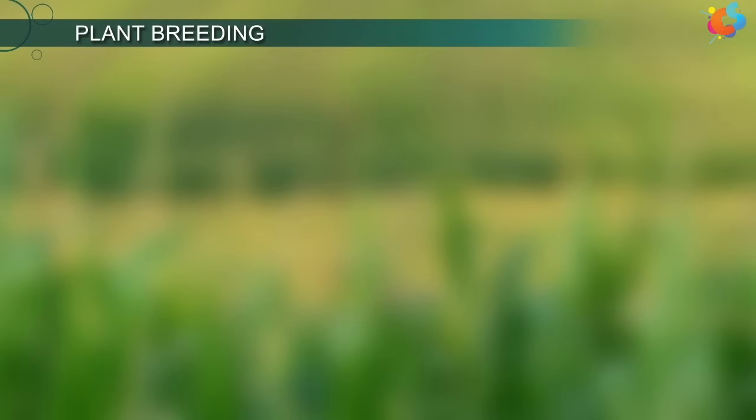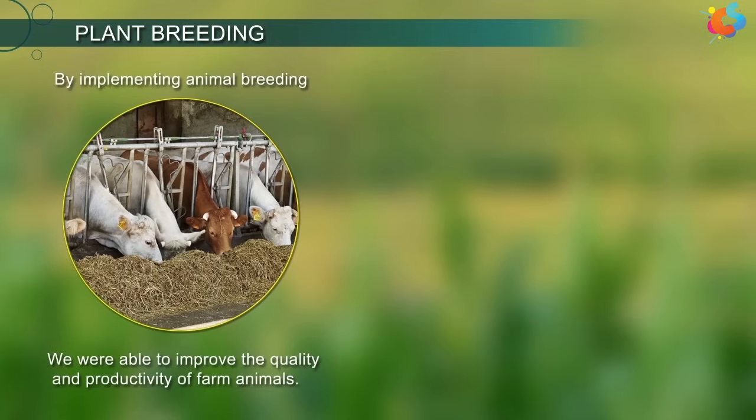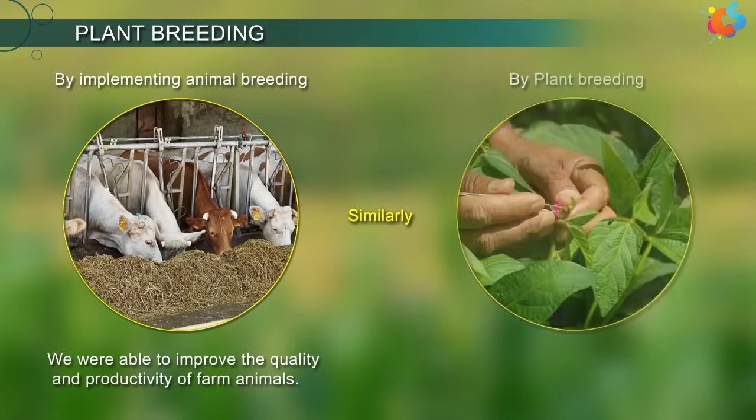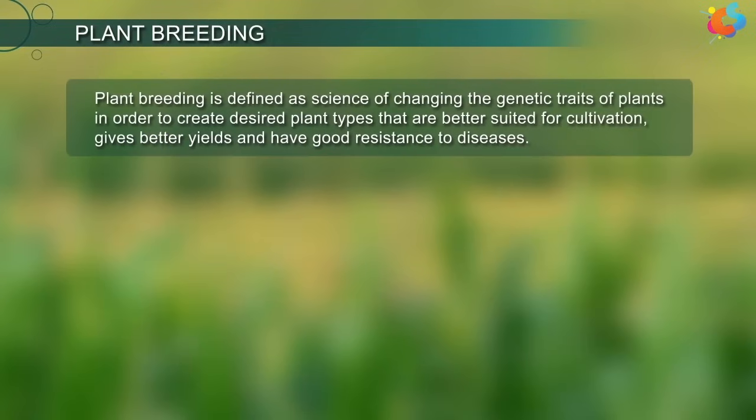Previously, we have learnt that by implementing animal breeding, we were able to improve the quality and productivity of farm animals. Similarly, by plant breeding, it is also possible to improve the quality and productivity of the food crops. Plant breeding is defined as the science of changing the genetic traits of plants in order to create desired plant types that are better suited for cultivation, give better yields, and have good resistance to diseases.